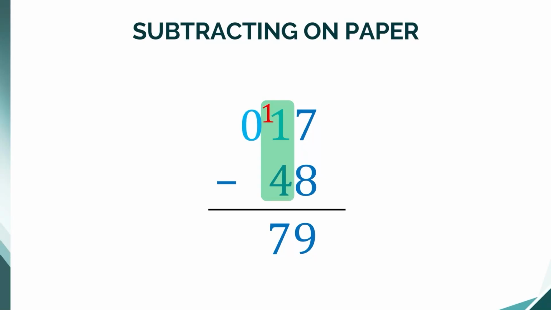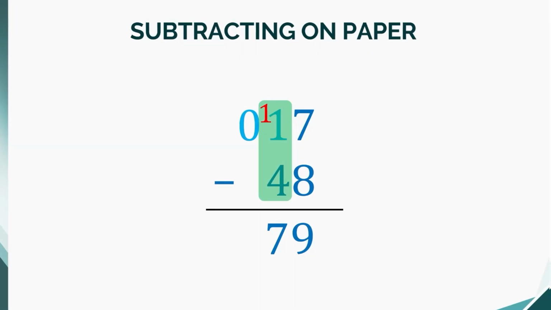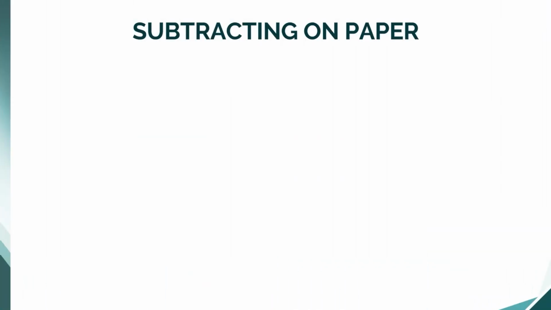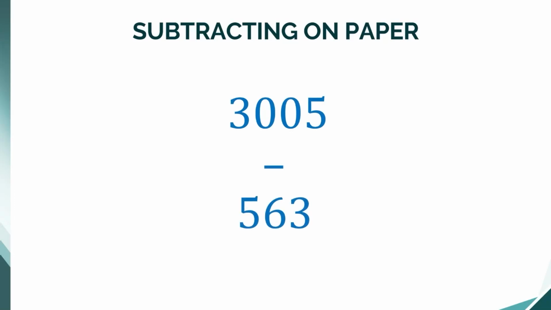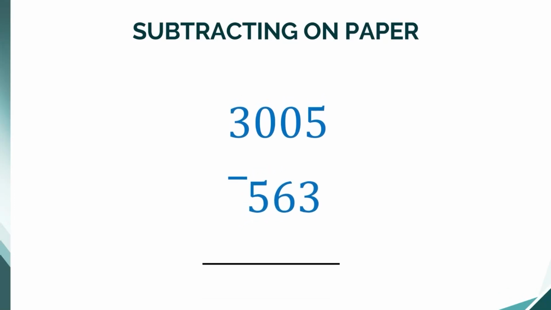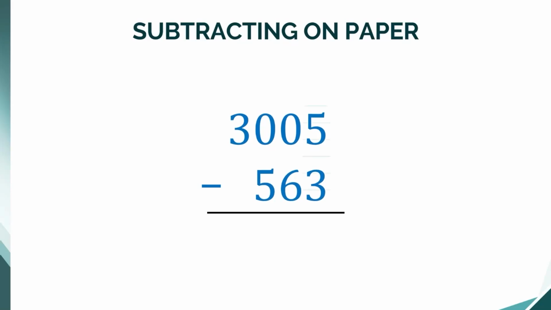So as you can see, a little bit more tedious because we have to steal from the columns to the left. Steal 1, okay? In fact, sometimes you have to double steal. Take a look at this one here. 3005 minus 563. Okay, so we set it up. We make everything look pretty.